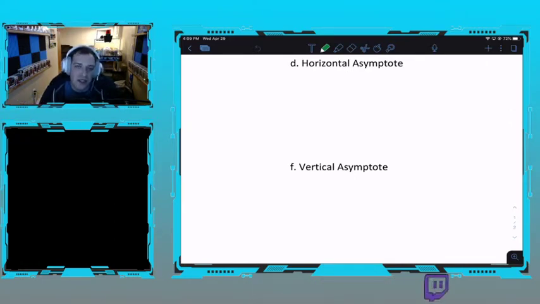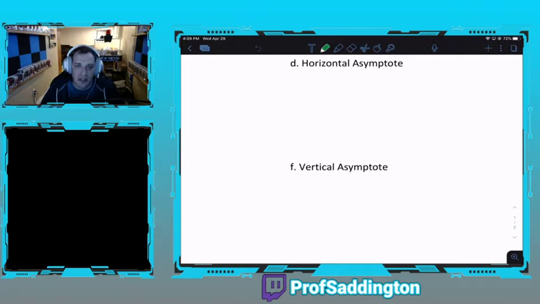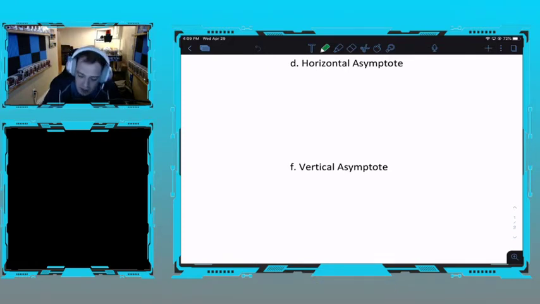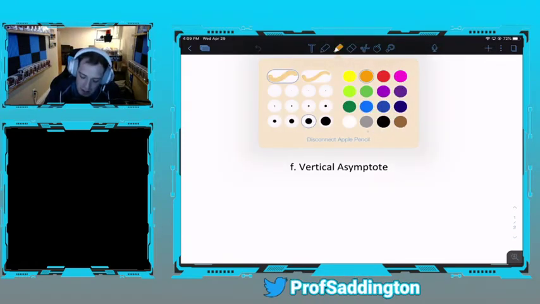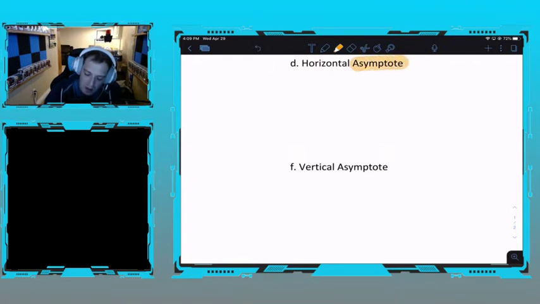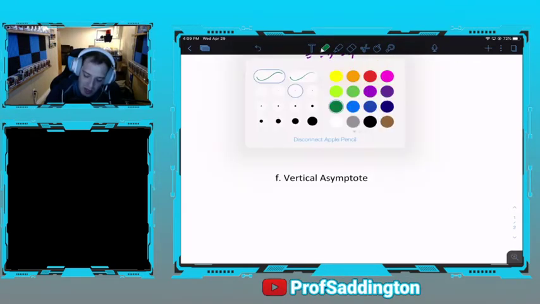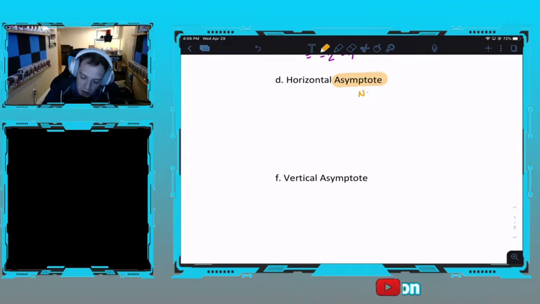The only other thing we got to talk about are horizontal and vertical asymptotes. So if you guys don't remember, asymptotes just mean that they don't have a solution. There's no solution when you guys have asymptotes.